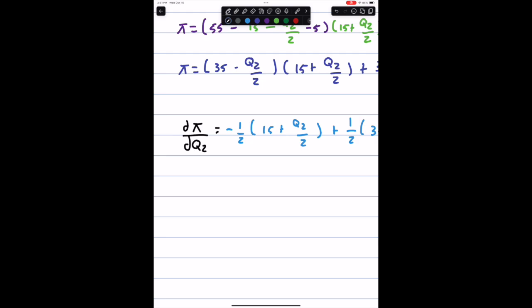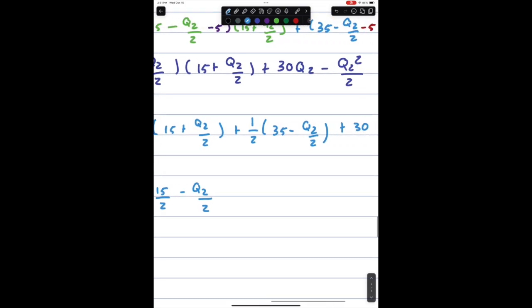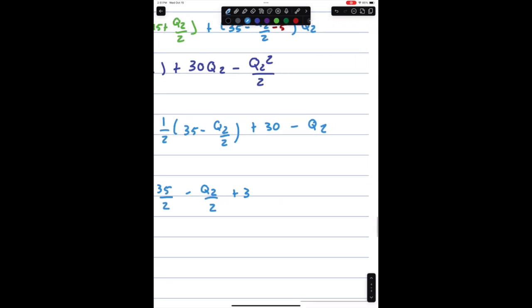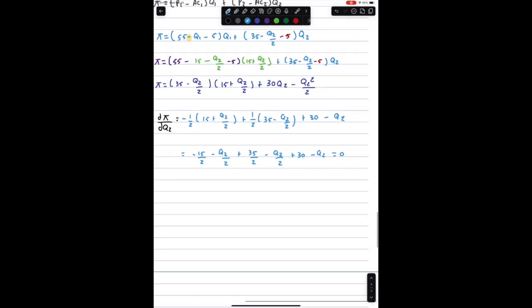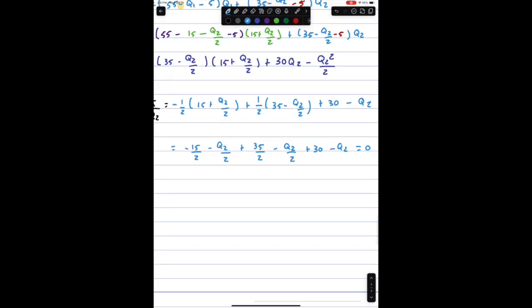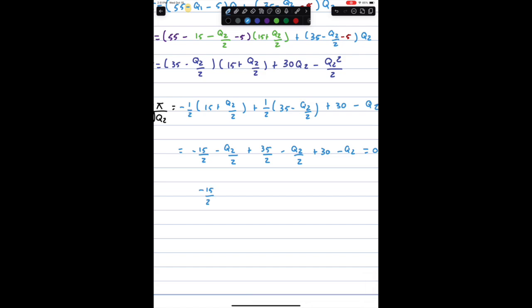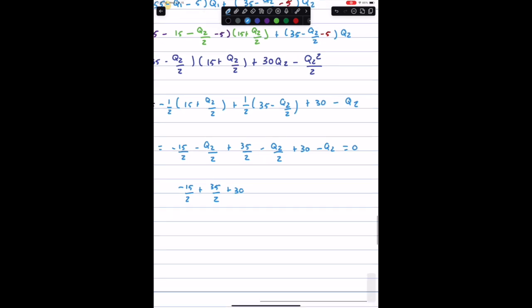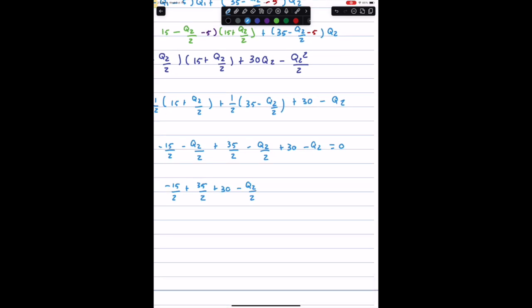We know that this is going to be equal to negative 15 over 2 minus Q2 over 2 plus 35 over 2 minus Q2 over 2 plus 30 minus Q2, which should equal 0. All right, so now if we add all the constants, it's going to be negative 15 over 2 plus 35 over 2 plus 30 minus Q2 over 2 minus Q2 over 2 minus Q2 is equal to 0.